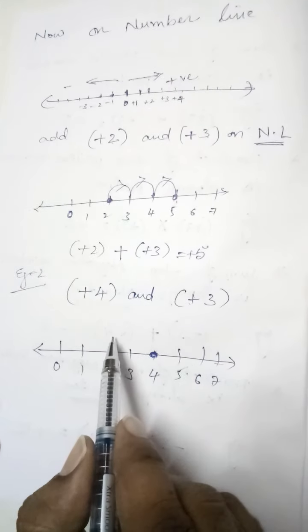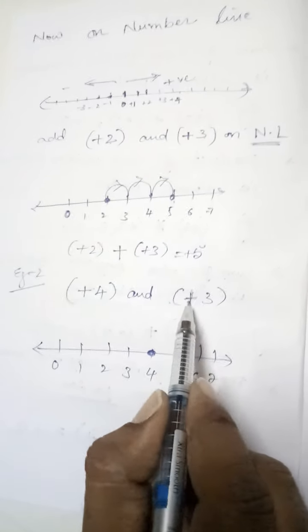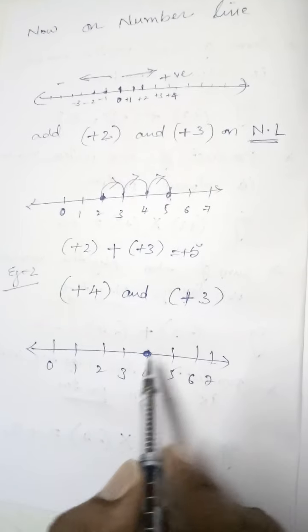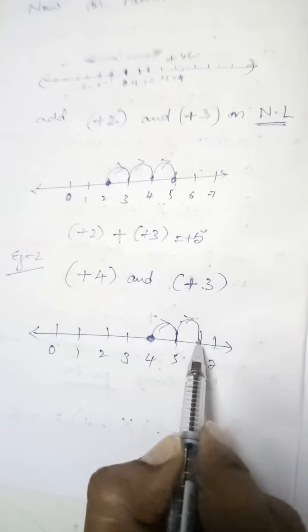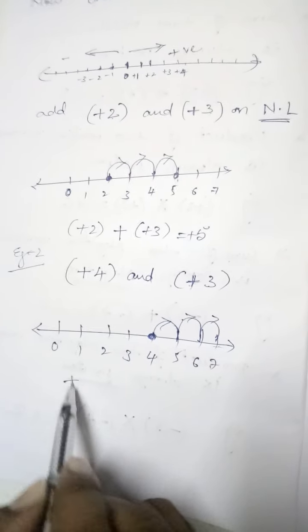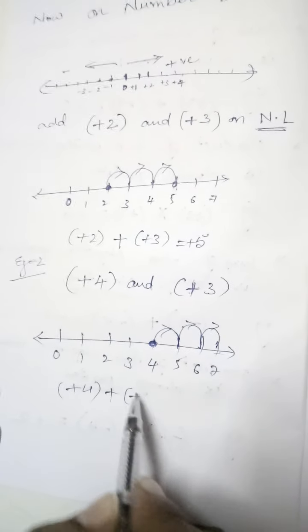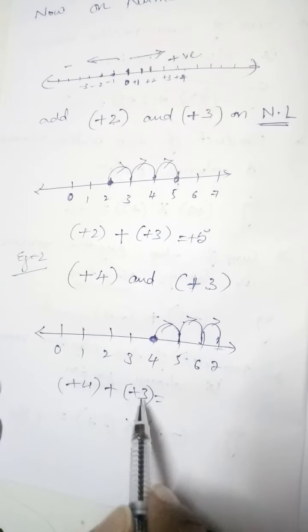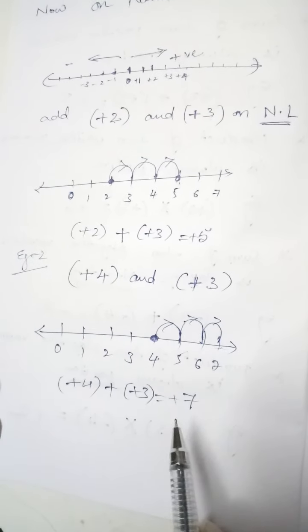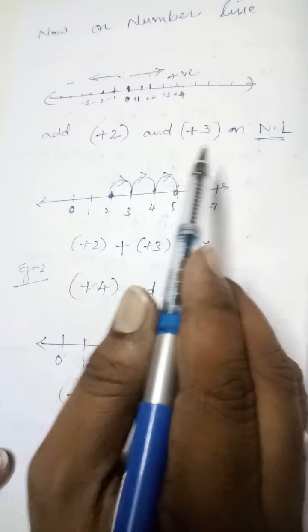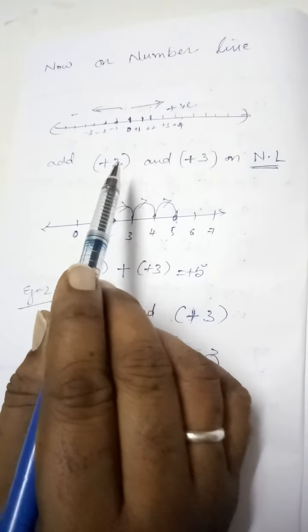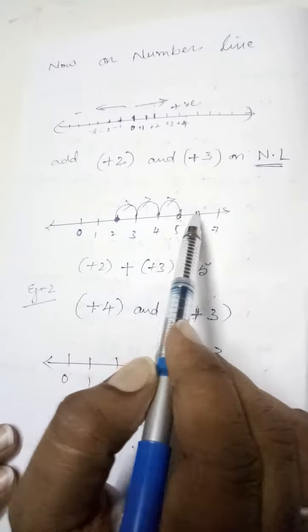From 4, to the right side or left side? Right side, because here is plus. So how many steps? 3 steps. 1, 2, 3. So we have to stop here. We are stopping on number 7. So plus 3 plus 4 is nothing but plus 7. Now here I am taking only positive numbers. Now I am explaining to you how to add negative numbers on the number line.